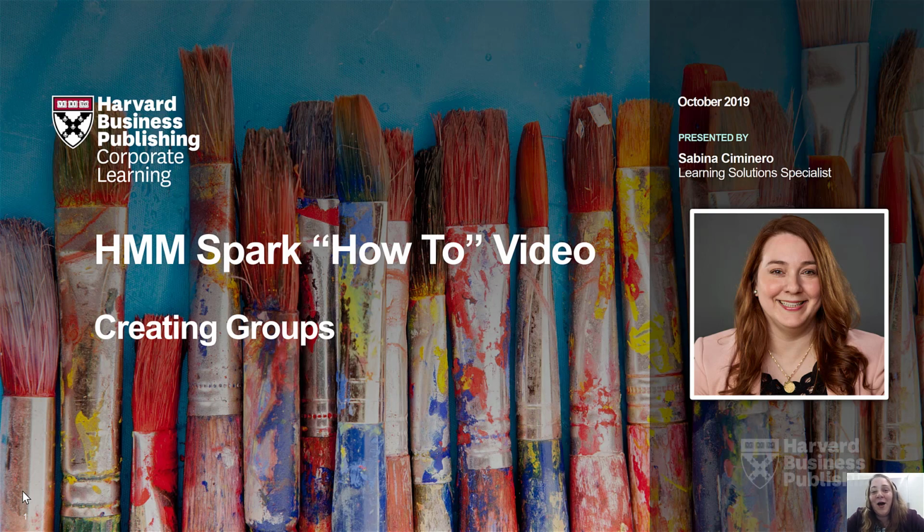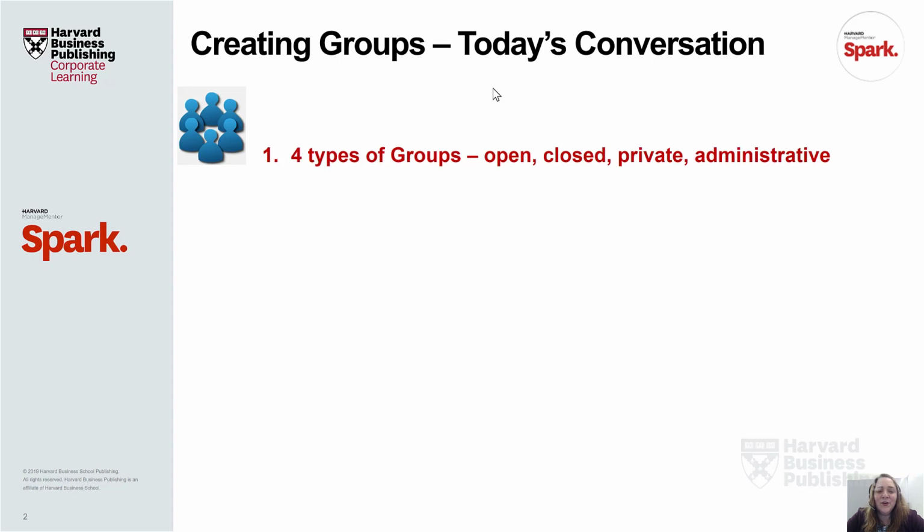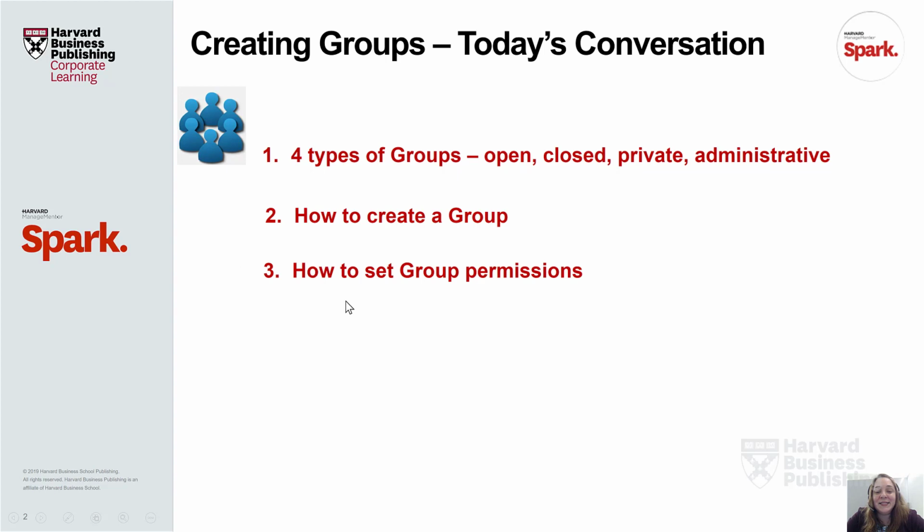Today, we're looking forward to walking through together how to create groups inside Harvard ManageMentor Spark. So let's go ahead and dive right in. In today's conversation, we're focusing on three topics around groups. The first is for us to understand the four types of groups: open, closed, private, and administrative. We'll then walk through how to create a group, as well as how to set group permissions.